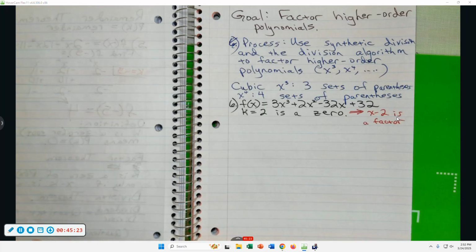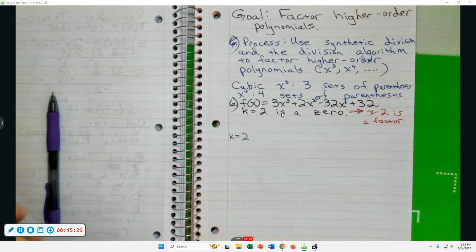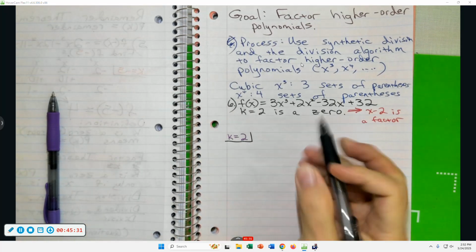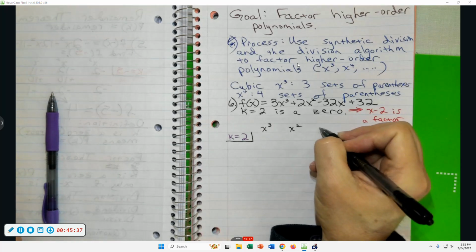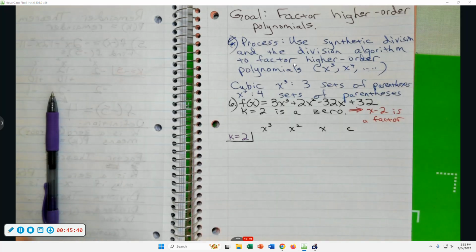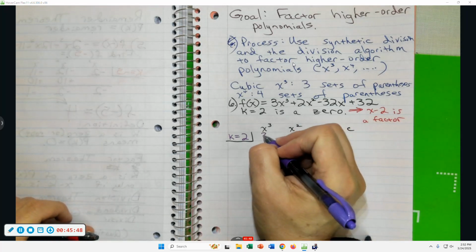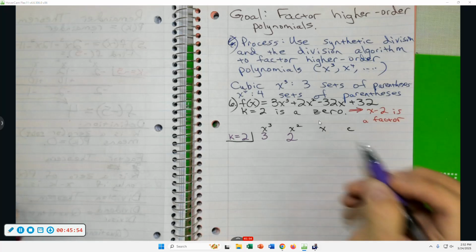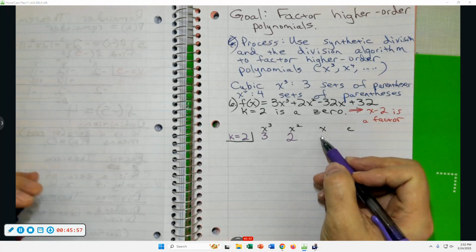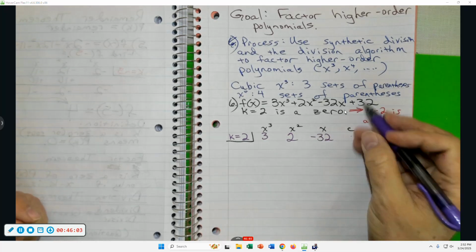Let's use synthetic division. So we have our k equals 2. We start with the biggest exponent, x cubed, x squared, x, and then my constant. The coefficients: for x cubed, that's a positive 3. For x squared, that's a positive 2. What are we going to have for x? Negative 32. What's my constant? Positive 32.